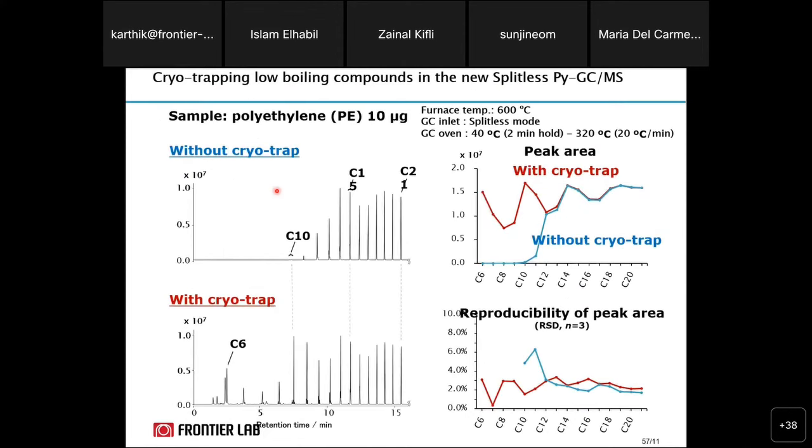So for overall improvement in sensitivity, now we can see with this: without the cryotrap, you are not able to see the compounds of C6 to C10. With the cryotrap, you are able to see them. So this is another addition. If you are using our multifunctional splitless sampler, the cryotrap has to be included as well for improving your sensitivity.